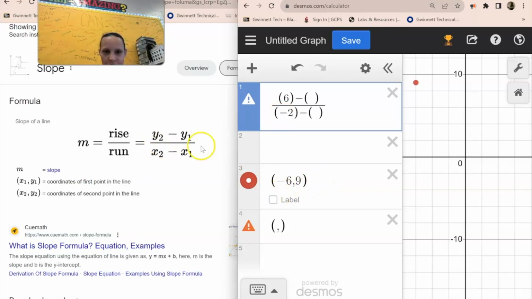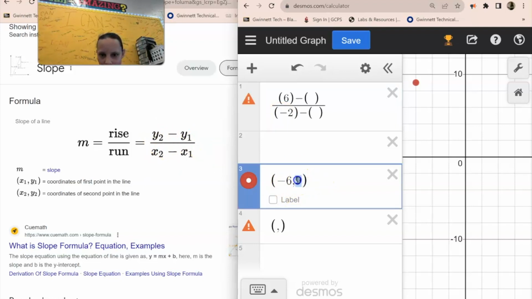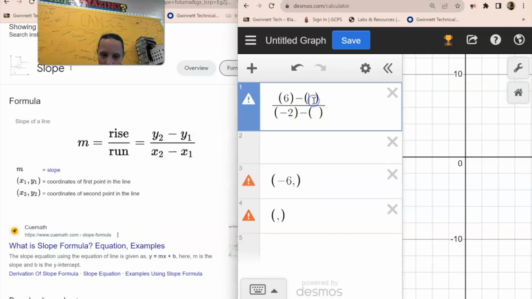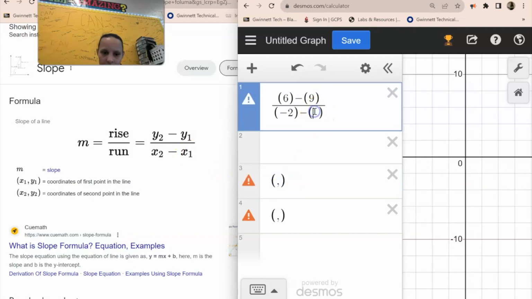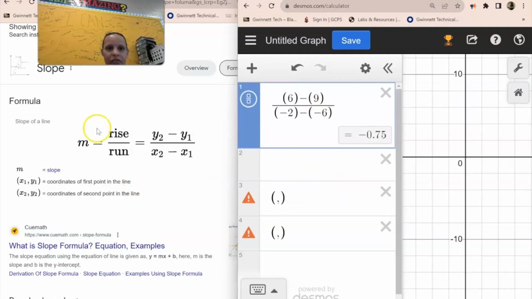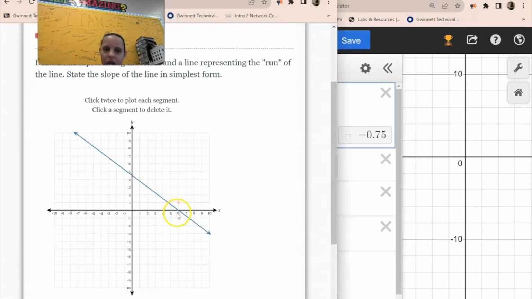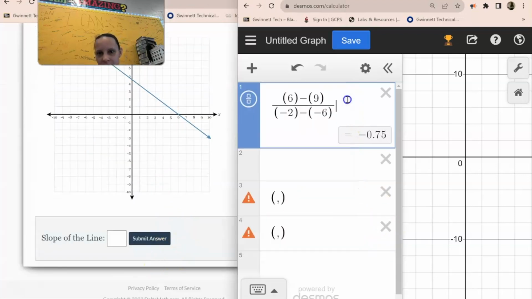In my first point, I'm going to take y1. This is y1, and put it where y1 goes. Control X, Control V. And the only one left is x1. So I'm going to take my x1 and put it right there. Boom. Now if you try to put this in the calculator, that's going to be wrong because you have to leave it as a fraction.